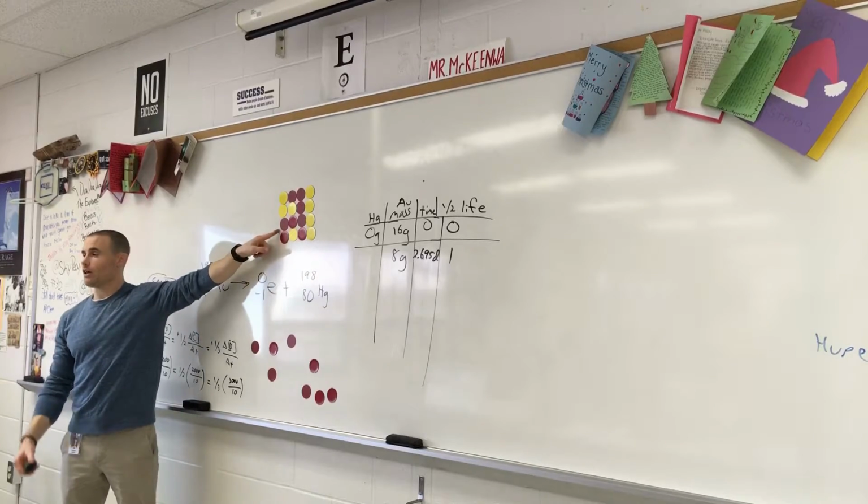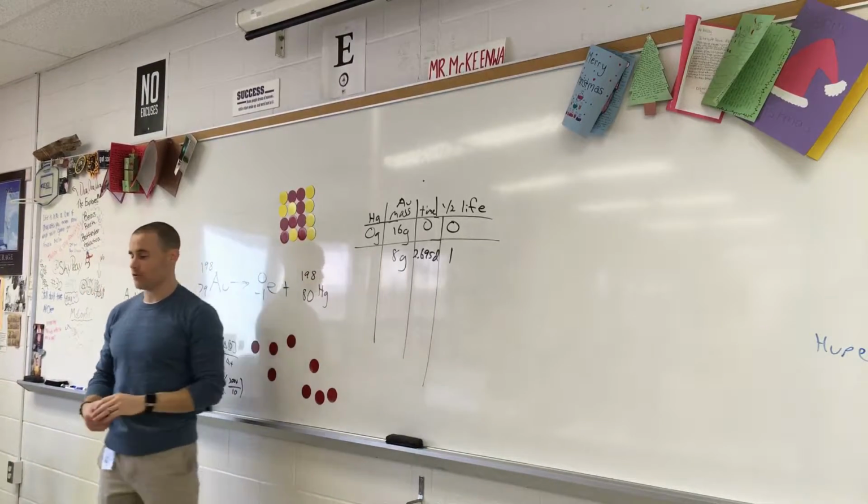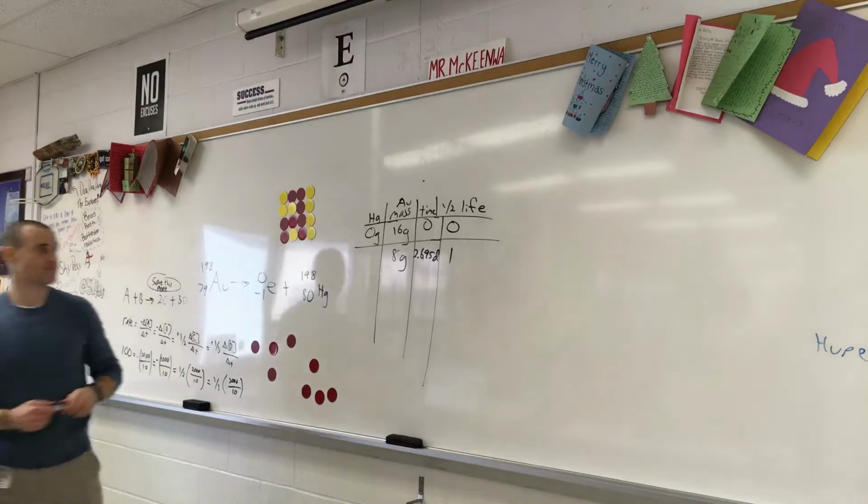So how many red ones are left? 8. That's where that comes from. How many grams of mercury do we have?